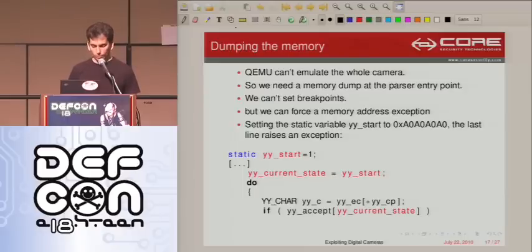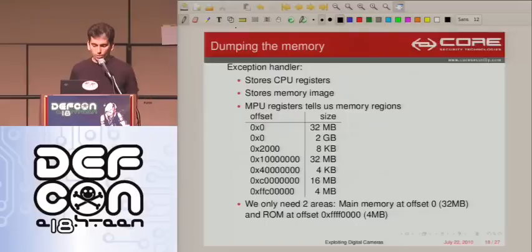We can see from the source code of the Flex scanner that it tries to access an array with a value that is inside a static variable, and we change that value, and then as the processor tried to access that value, it crashed, and then we could dump all the state.